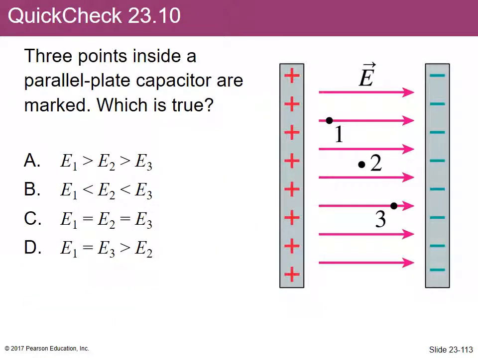Three points inside a parallel plate capacitor are marked. Which is true? The answer is C. The field between two plates is independent of distance.